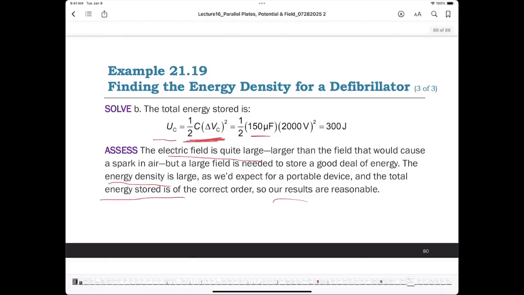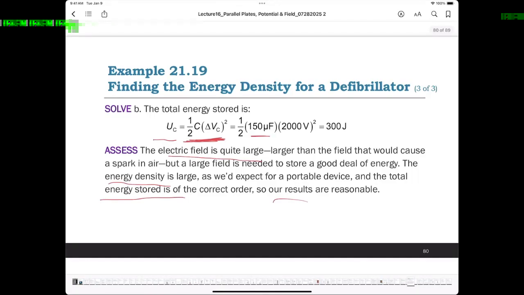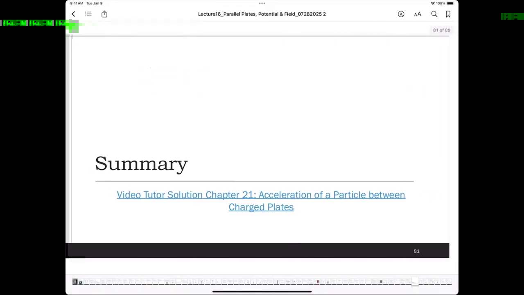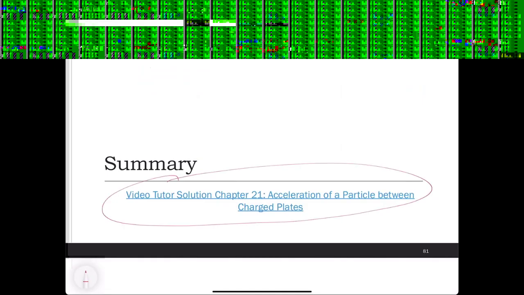Okay. This is what we talked about in today's class, and we mainly focused on parallel plates and potential and the relationship between potential and the fields. There are some equations you can use to calculate based on the given information. Okay, let's do a summary for this chapter, chapter 21. You can view some videos for this chapter, and I will not play them in this class.